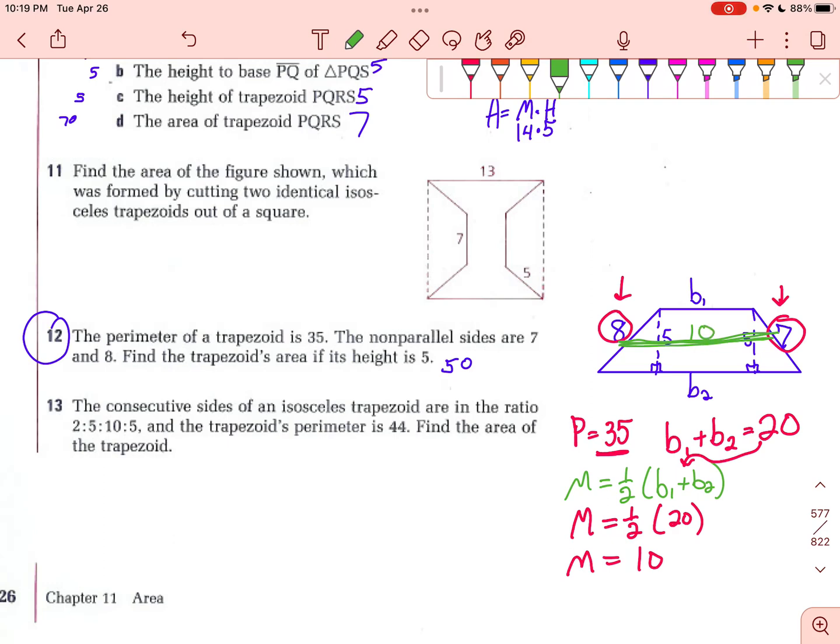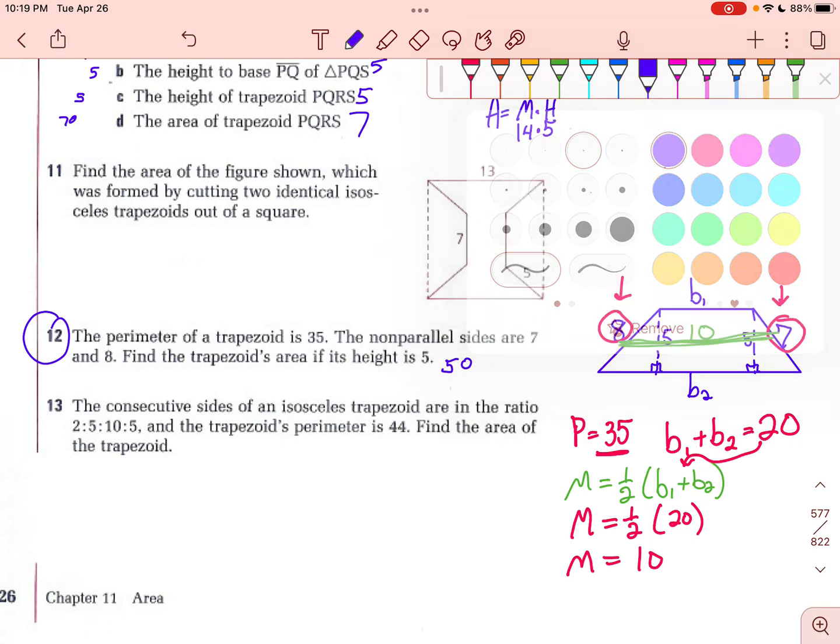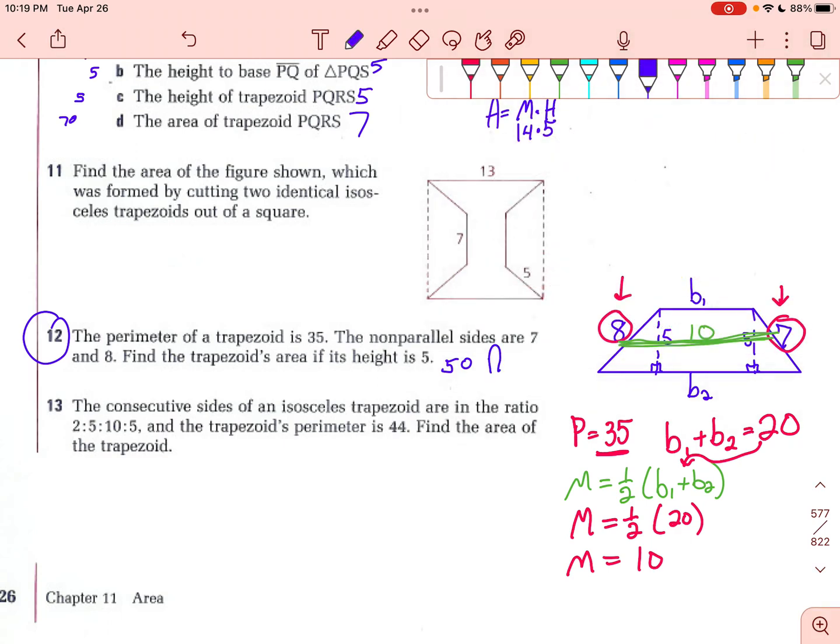And if I know the median is 10, I can obviously find the area. So the area is the median times the height. And I know that the median is 10 and the height is 5. And that is why the area is 50.